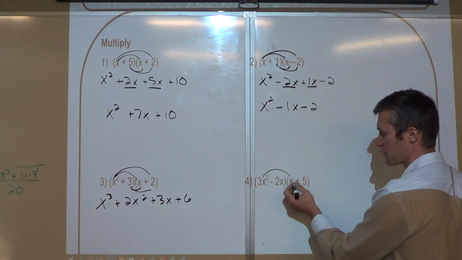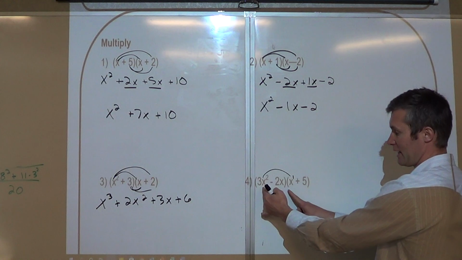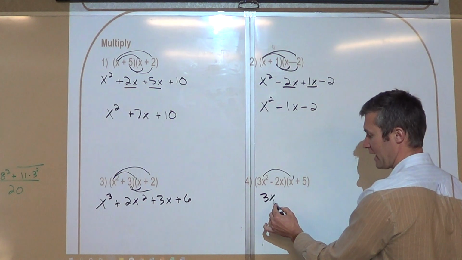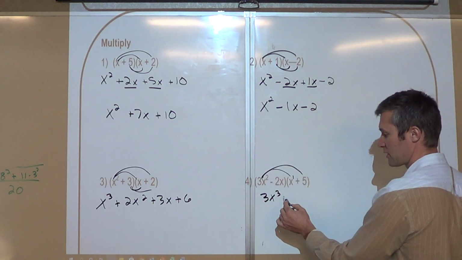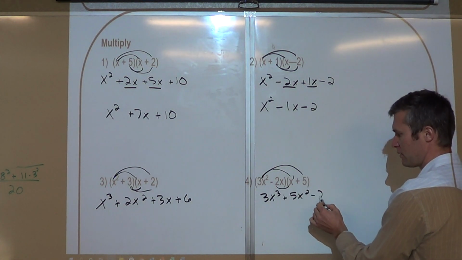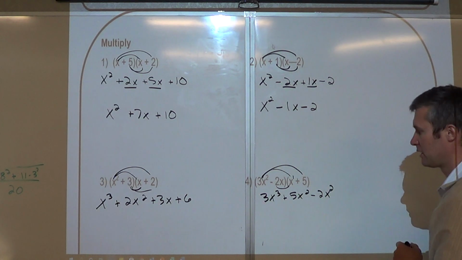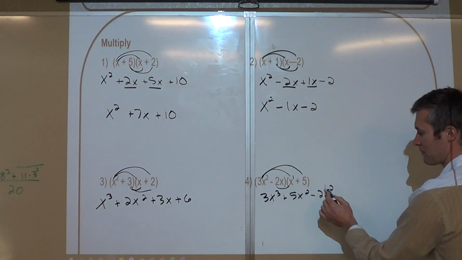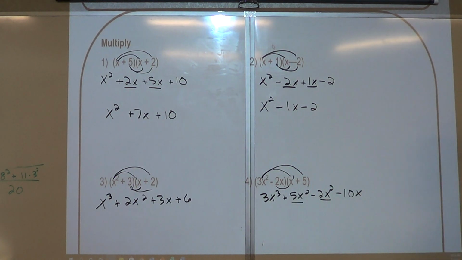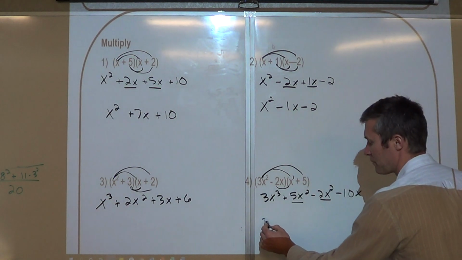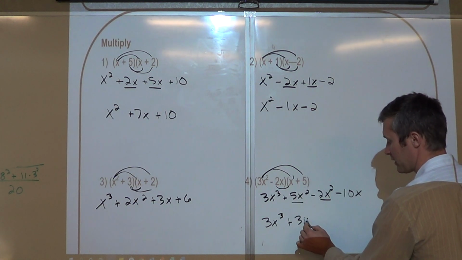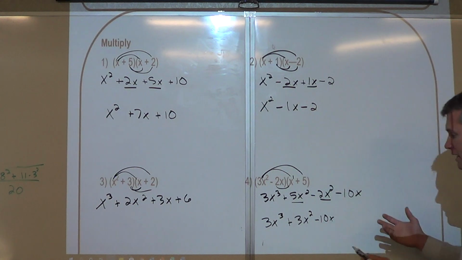Again, when we multiply, just remember you have an exponent of 1. When I multiply the variables, I just add the exponents. So it would be 3x to the third power. 3x squared times 5 is 5x squared. Negative 2x times x is negative 2x squared. And then negative 2x times 5 is negative 10x. In this case, look at those, those are my like terms in the middle. So I go ahead and combine those. 5 minus 2 is 3x squared, minus 10x. So that's how we go through and do it.